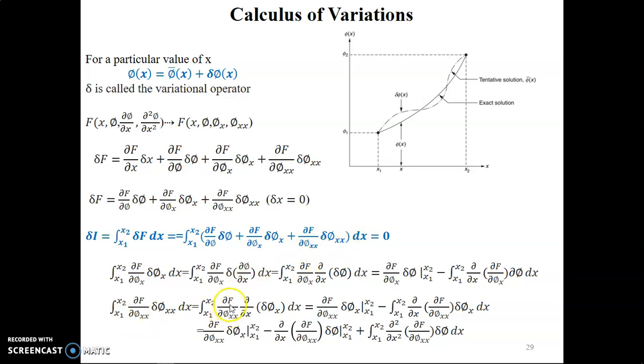Here we will be having the derivative of f with respect to the double derivative of the field variable. Again we will be using the same approach. So del of phi double x can be represented as del of phi x, x. Now we will be using integration by parts and we will be obtaining these terms.